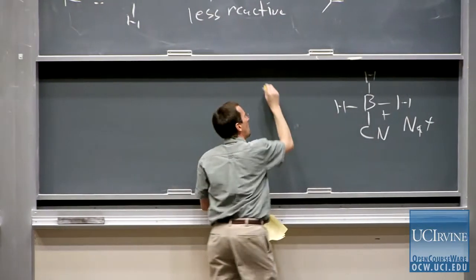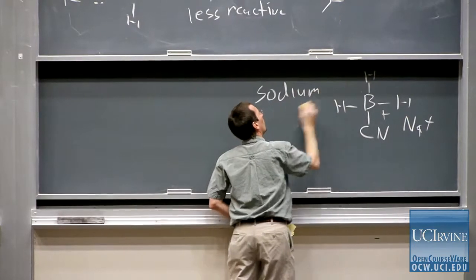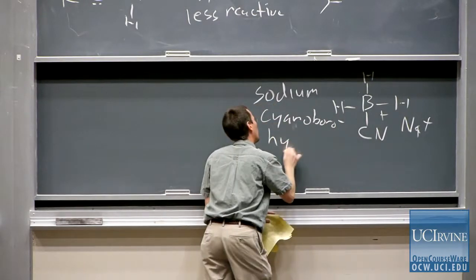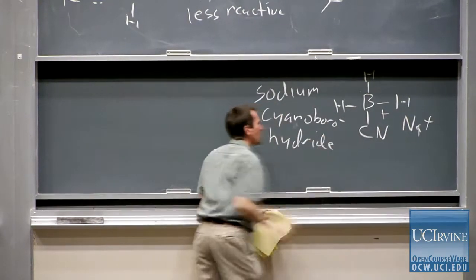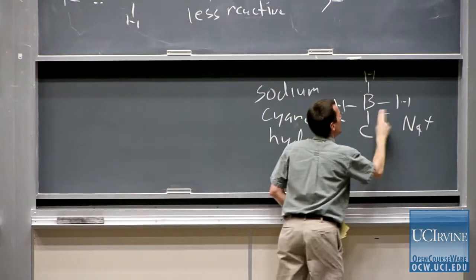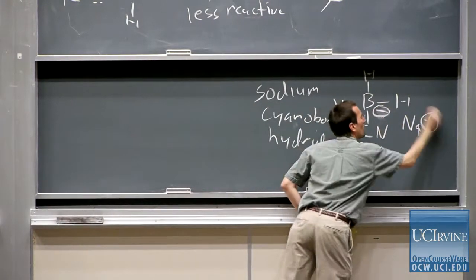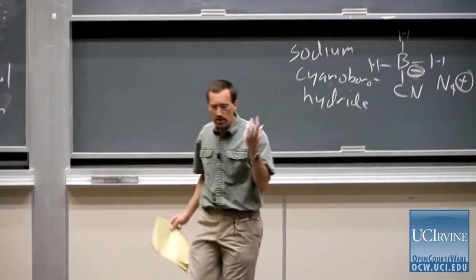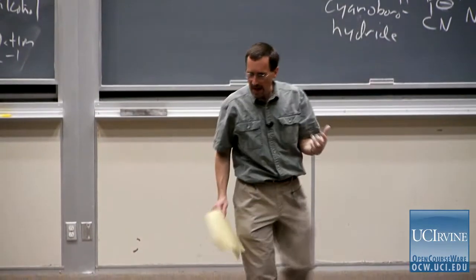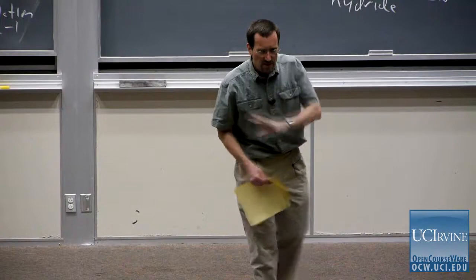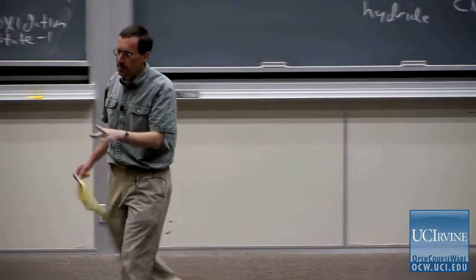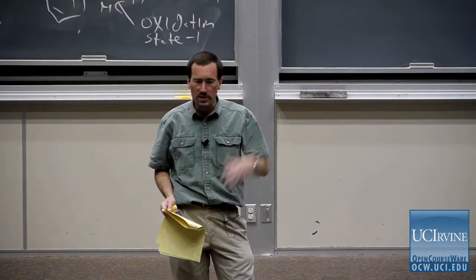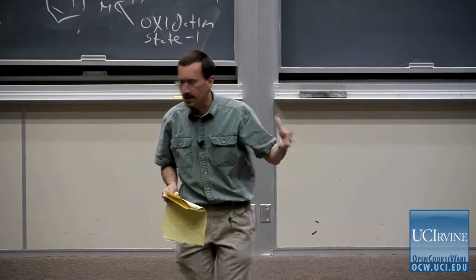Sodium cyanoborohydride. It's another hydride reagent that's less reactive. Cyano groups are electron withdrawing, and so sodium cyanoborohydride is less reactive than sodium borohydride. There's a big alphabet soup of different reagents out there, but you'll notice that the general theme in all of these reagents is that a metal is bonding to hydrogen.